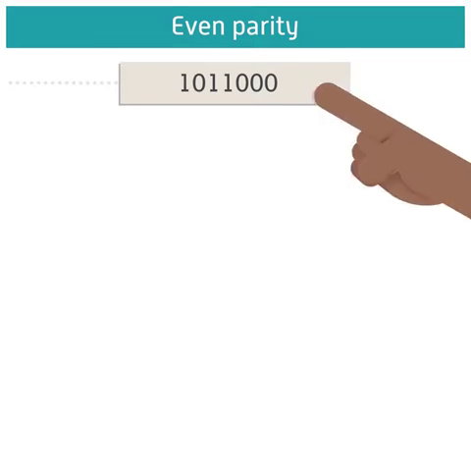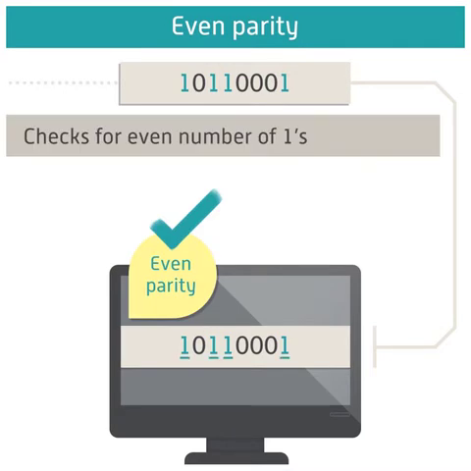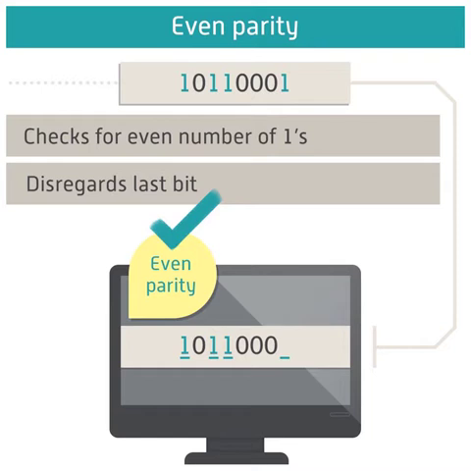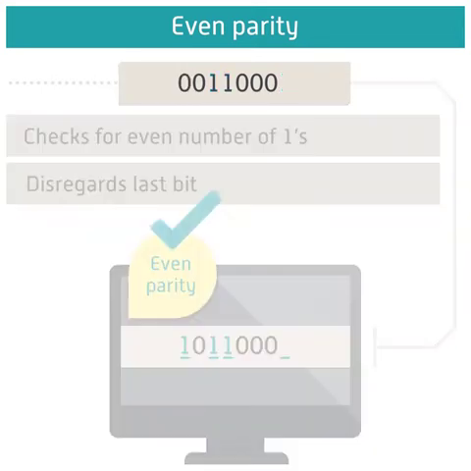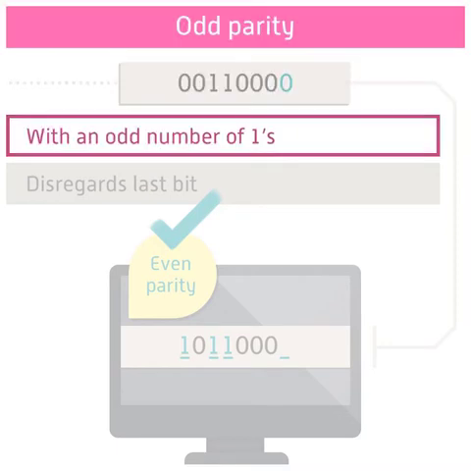Suppose we want to send this data. In order to achieve even parity, we would need to add a 1 onto the end, since there are only 3 in our data. The recipient computer, which knows that even parity is being used, checks for an even number of ones and disregards the last bit. Alternatively, if this was our original data, we would add a 0 to the end, since we already have an even number of ones. Odd parity works in the same way, but with an odd number of ones instead of an even number.